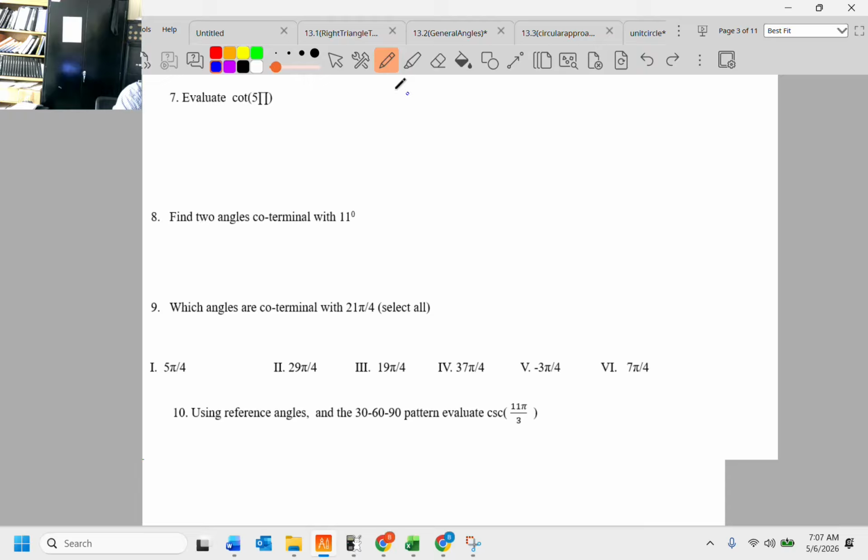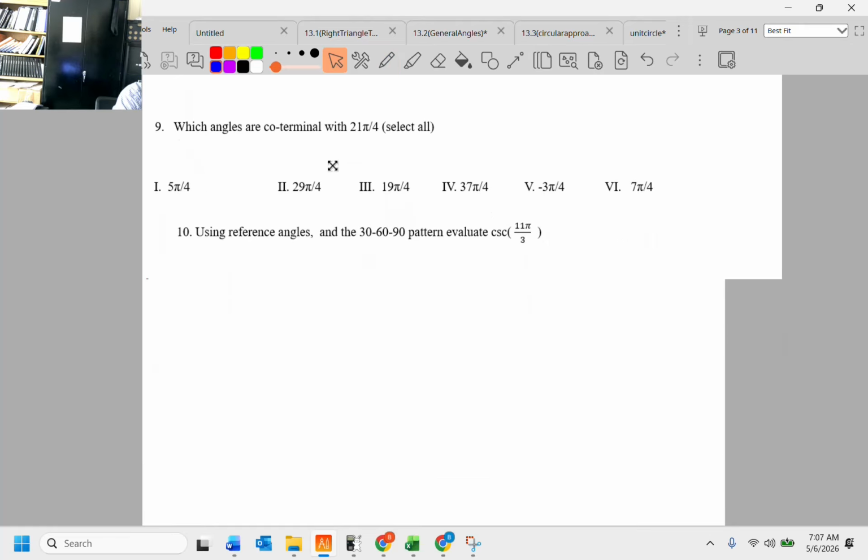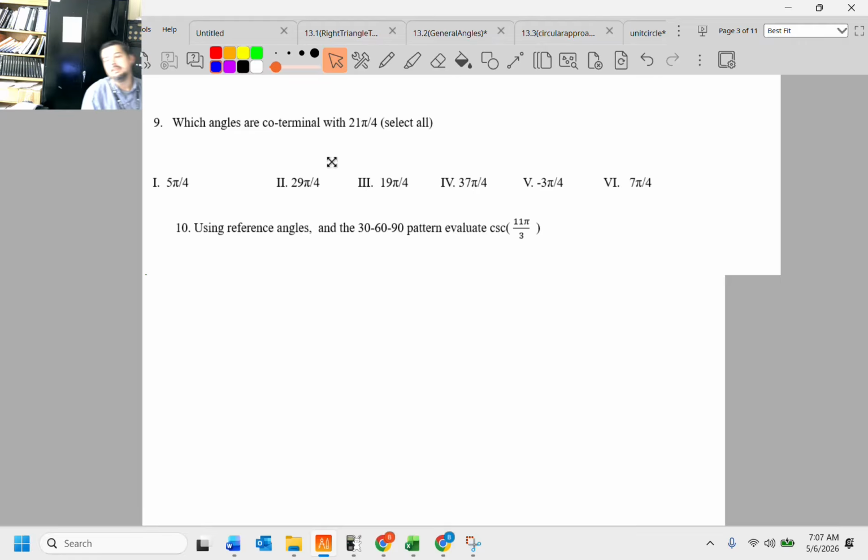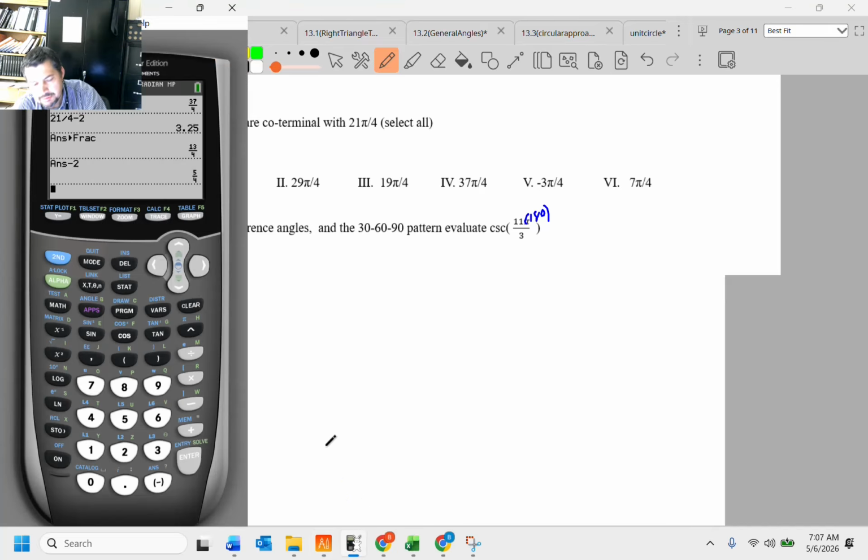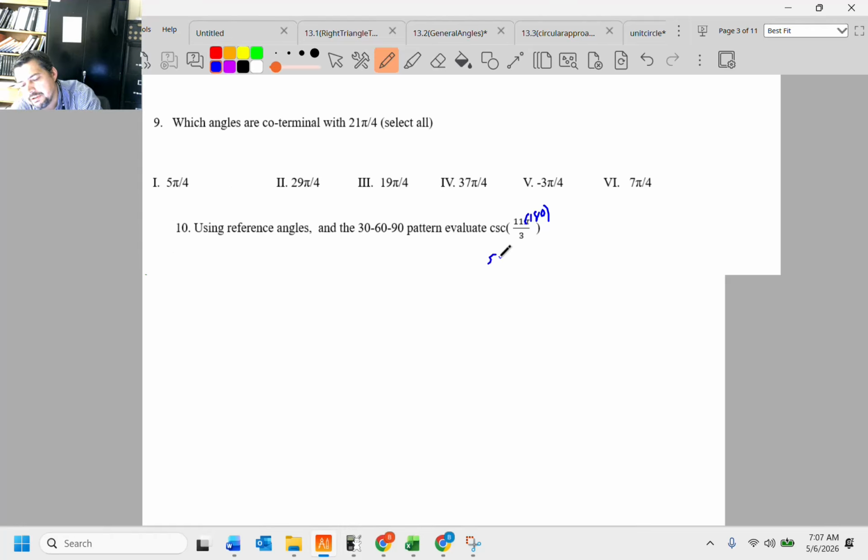Number 10, using reference angles and the 30, 60, 90 pattern, evaluate the cosecant of 11 pi over 3. Now, what you're going to want to do first is probably make this thing a degree. You know, pi is worth 180 degrees. And say that you don't look at that and know it's 660. You just push buttons in the calculator.